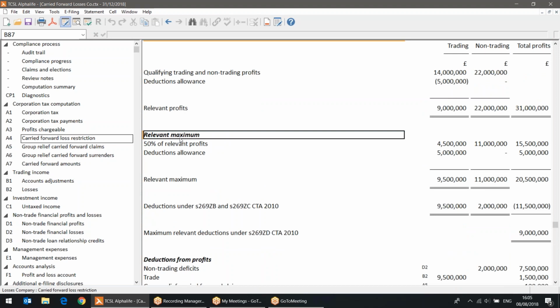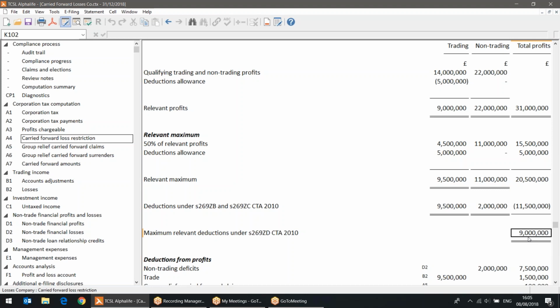The relevant maximum is then defined as 50% of relevant profits plus the deductions allowance added back, and 3 versions of this amount are calculated. The relevant maximum represents the maximum amount of losses that may be deducted under relevant sections. Those sections are broadly, for the trading column, a pre-1 April 17 loss brought forward against trading profits. For the non-trading column, a pre-1 April 17 non-trade loan relationship deficit brought forward against non-trade profits.